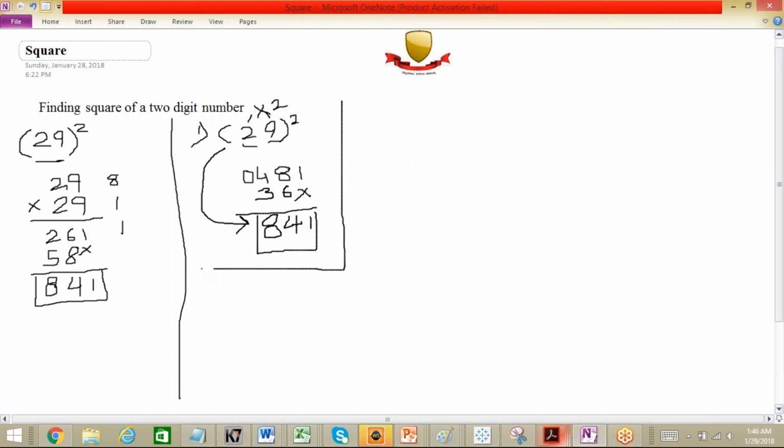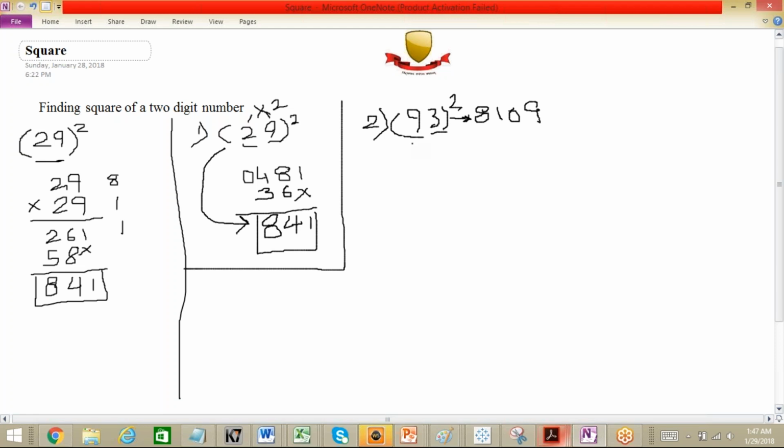Let me take one more example. Example number 2. This time I'm going to take a larger number, let's say 93. Let's take 93 square. Again, we have to take the square of these two digits individually. 3 threes are 9, so I write it as 09. Then 9 square is 81, I will write it like this, 81.